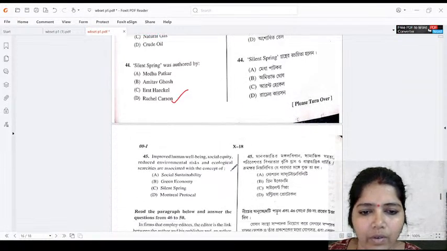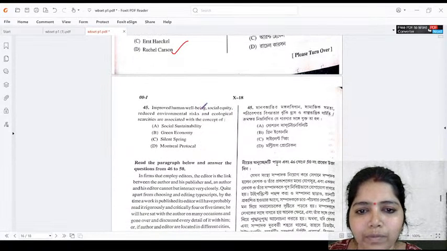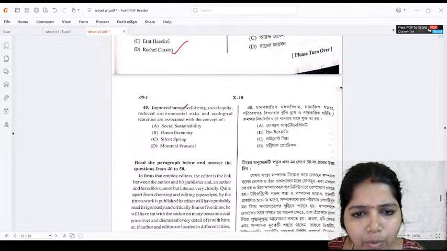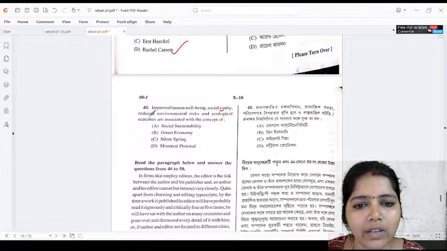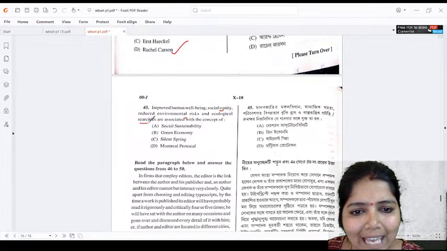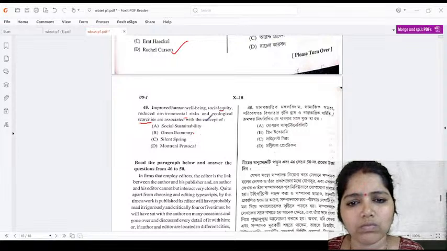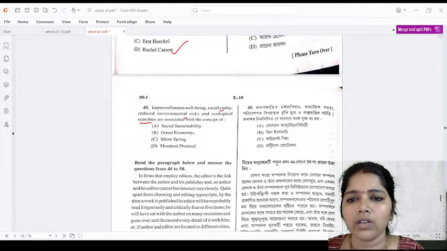Yes. Very good. Improved human well-being, social equity, reduced environmental risk, and ecological scarcities are associated with, I think it's social system, a green economy should come, I think so. Right?